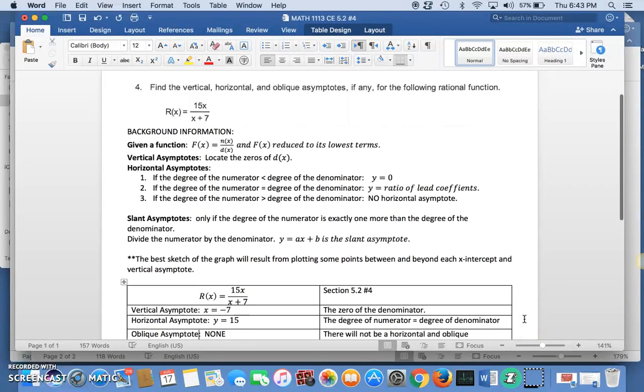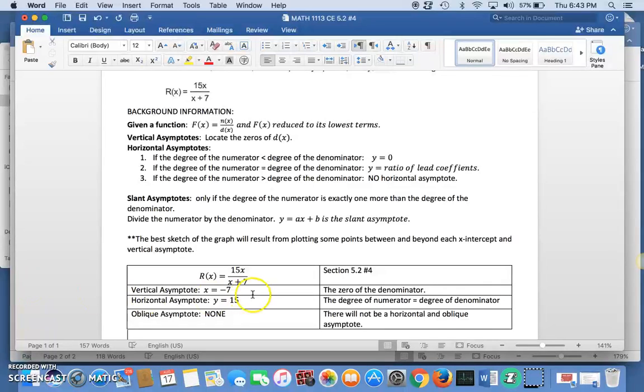Now, actually looking at this problem, your vertical asymptote is at -7 because that's what makes that denominator 0. Your horizontal asymptote, 15 divided by 1 is 15. Powers are the same, and there is no oblique.